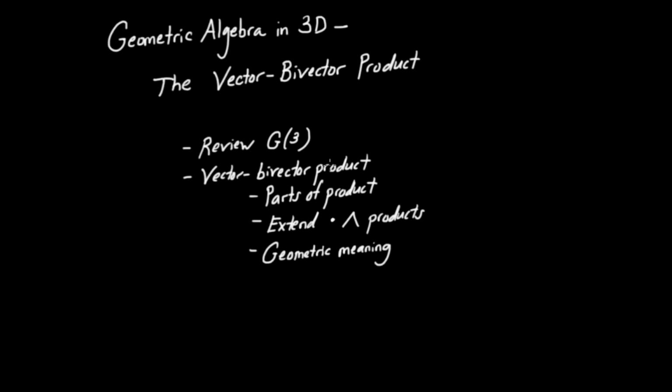In this video, we're going to analyze a particular sort of product that shows up in geometric algebra, namely the vector-bivector product. What we're going to do is first review the geometric algebra in 3 dimensions, G3. We're then going to cover this vector-bivector product, notice the parts of the product according to its grades, and then extend our concepts of the dot product and the wedge product. And then we're going to give a geometric meaning to these extended dot and wedge products.